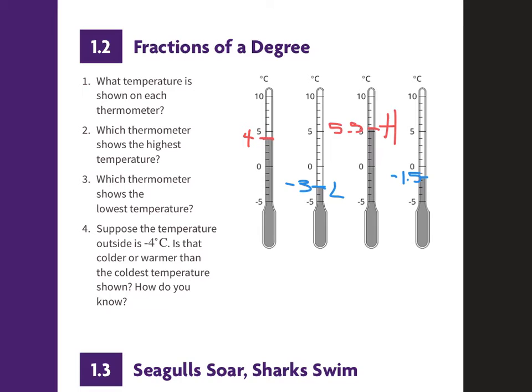Well, my coldest temperature shown is negative 3. So negative 4 would be 1 mark below that, which means it would actually be colder. So it is colder than the thermometer is shown because it's lower on the thermometer. So the higher up on the thermometer you go, it's warmer. The lower you go, it's colder. Okay? All right, 1.3, seagulls soar, sharks swim.